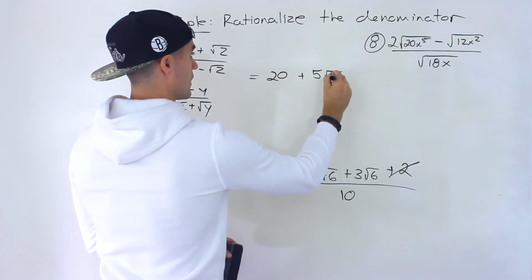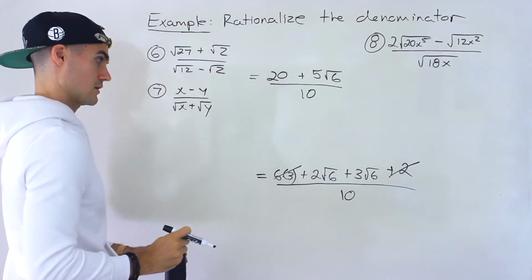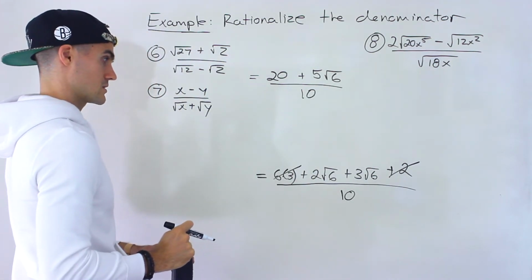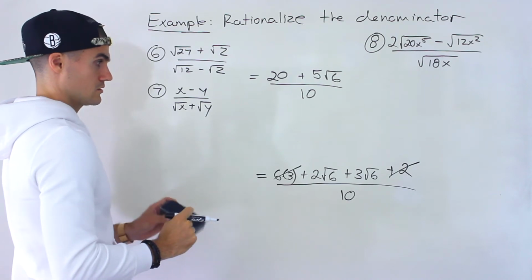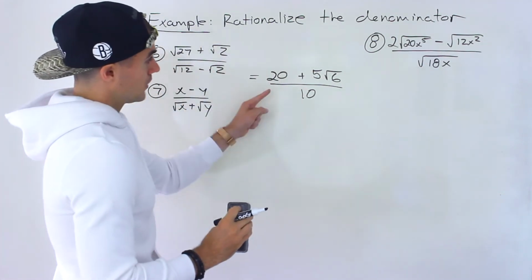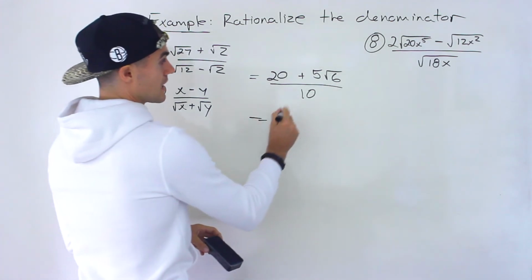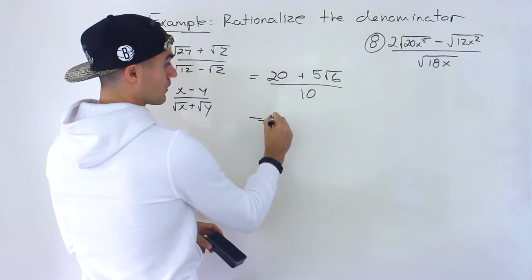So we end up with 5 root 6. This is all over 10, like that. Let me make sure. Yeah, we're all good. And so we end up with 20 plus 5 root 6 all over 10. This simplifies further because notice that from both of these we can factor out a 5.